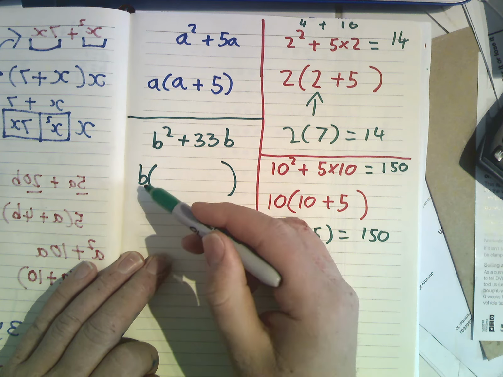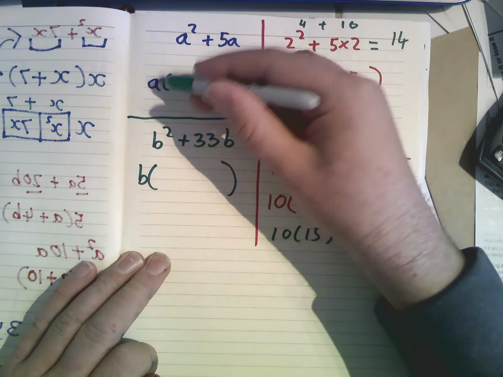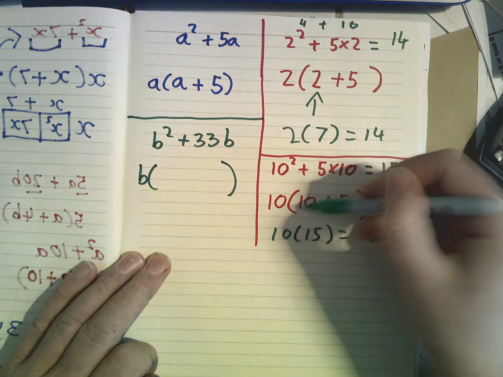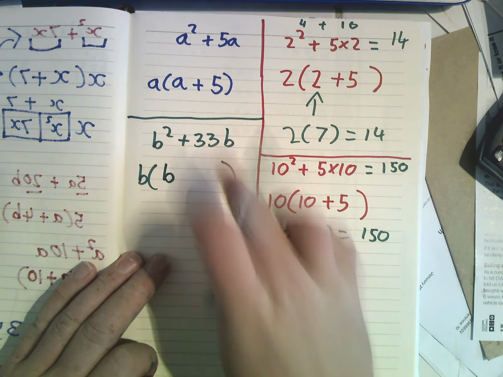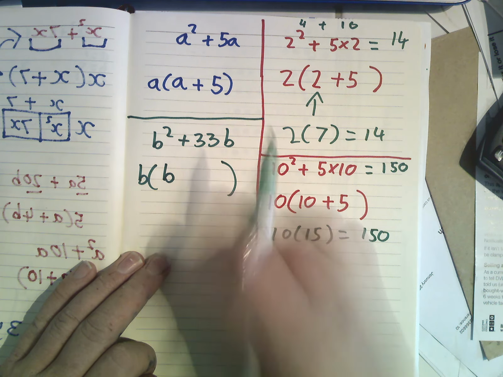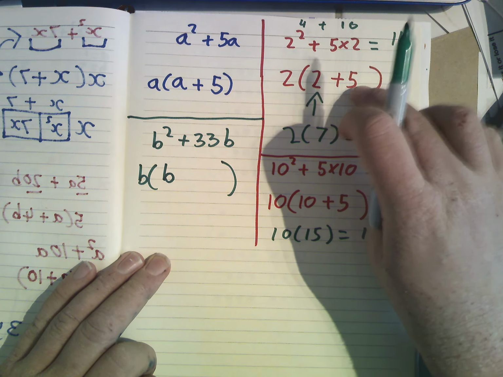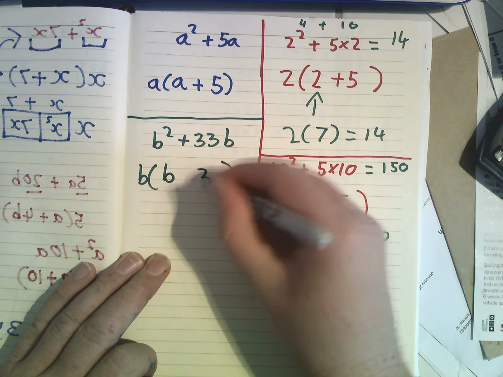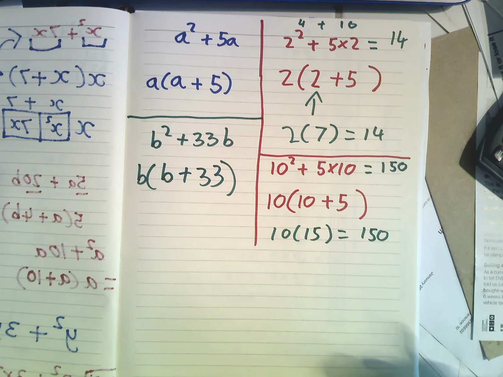What is b squared divided by b? What is a squared divided by a? It's a. What is 10 squared divided by 10? It's 10. What is b squared divided by b? It's b. What is 33b divided by b? 33b divided by b is 33. We've factorised it. Okay. Right.